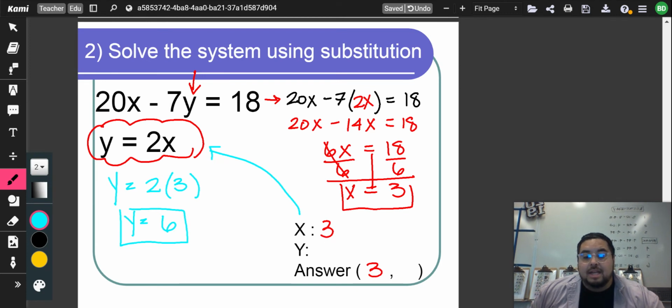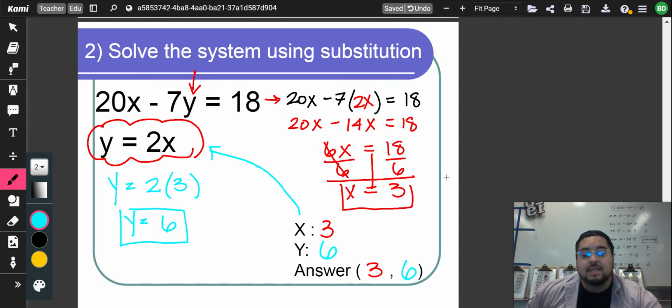Okay. That's my y value, and so my ordered pair is (3, 6). And again, what that means is that's my point of intersection. If I were to have graphed 20x minus 7y equals 18 and y equals 2x, that is the point of intersection. Okay, we have one final example.